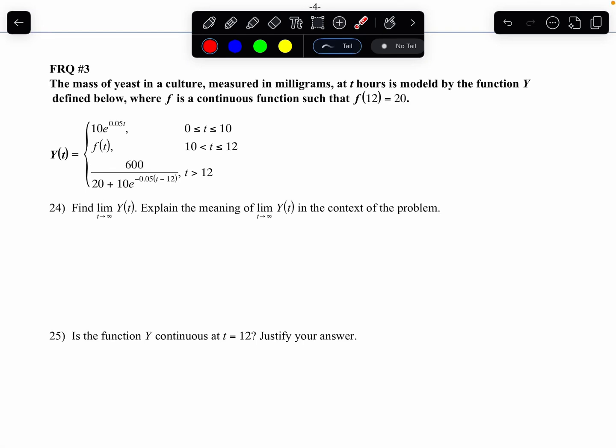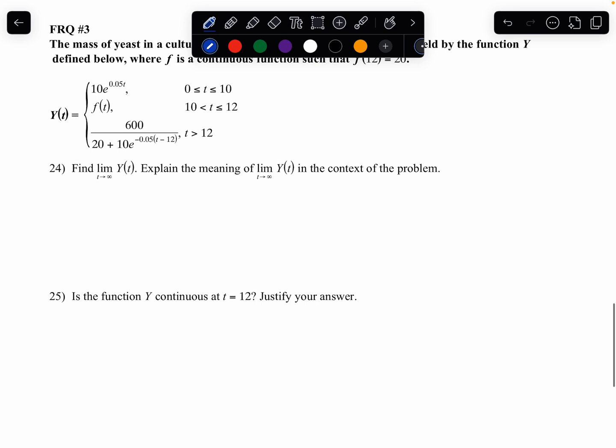All right, question number 3. Let's finish this. The mass of yeast in a culture, measured in milligrams at t hours, is modeled by the function y of t, defined here, where f is a continuous function such that f of 12 is equal to 20. Not necessarily y of 12, but y of 12 will be equal to f of 12, which will be equal to 20. True. All right, cool.